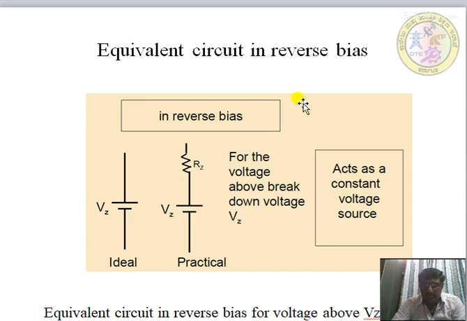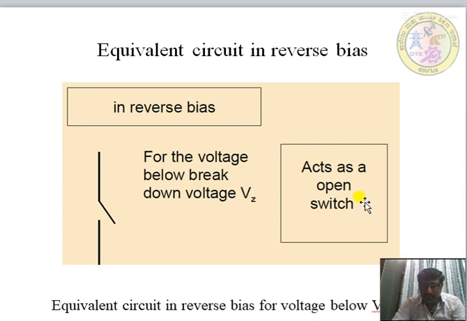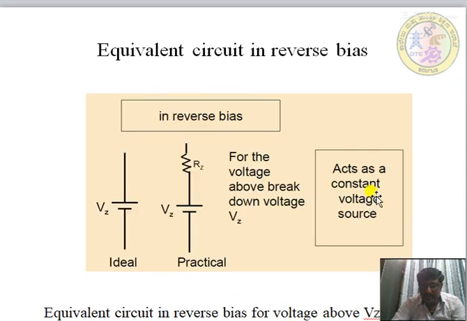Next, this is the equivalent circuit in reverse bias at negative VZ, that is the breakdown voltage. For a voltage above the breakdown voltage, it acts as a constant voltage source, in the ideal as well as the practical case. In practice we connect a source resistor, and the breakdown voltage acts as a constant voltage source. So before breakdown it acts as an open switch, and now it acts as a constant voltage source.